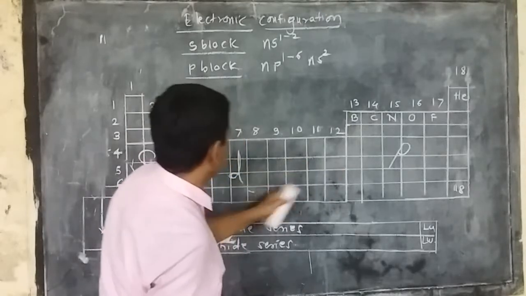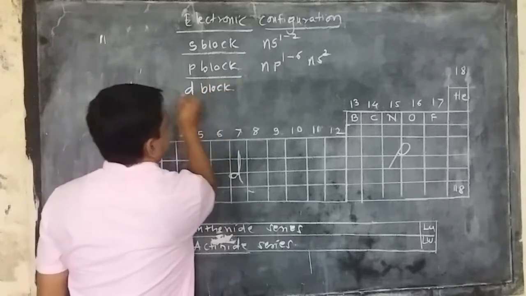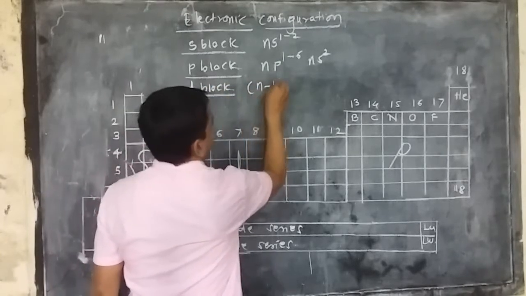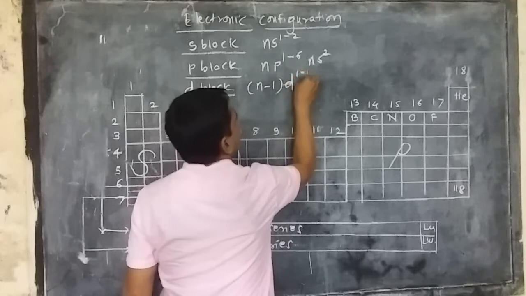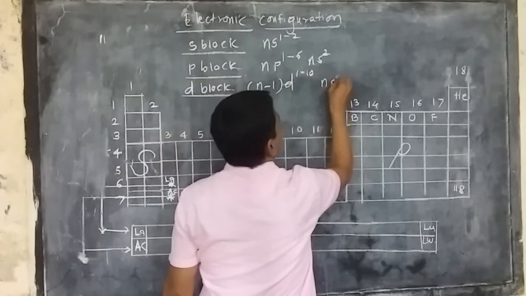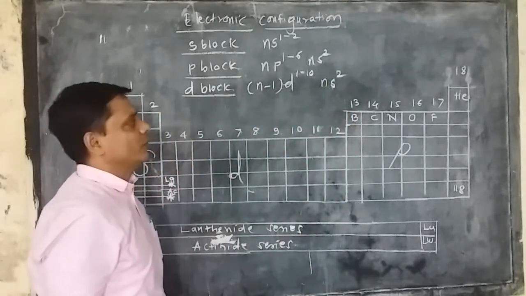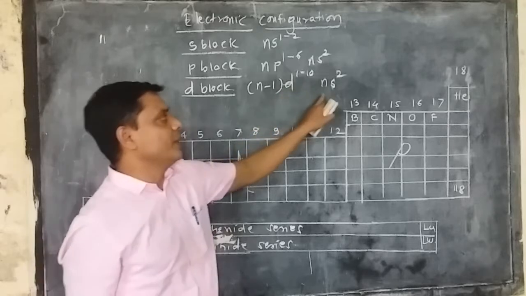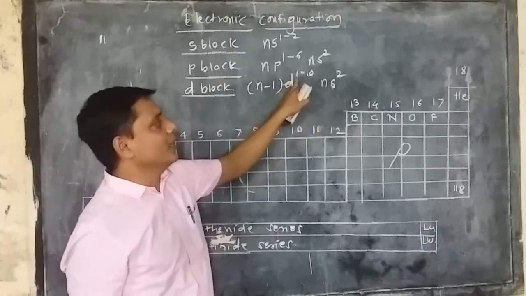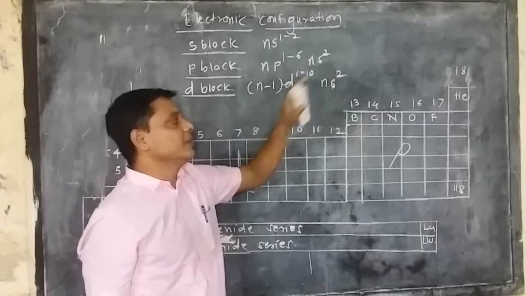Now next is the electronic configuration of the D block. The D block is like this: (n-1)d 1 to 10, then ns2. This is the general form of this electronic configuration. We can't include the P orbital in it. So at least one electron must be present in the D orbital, and a maximum of 10 electrons.